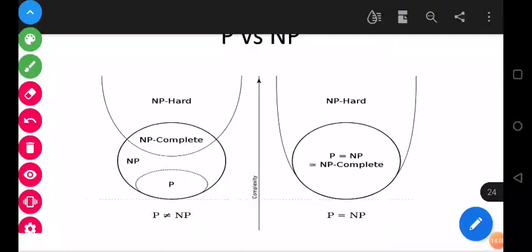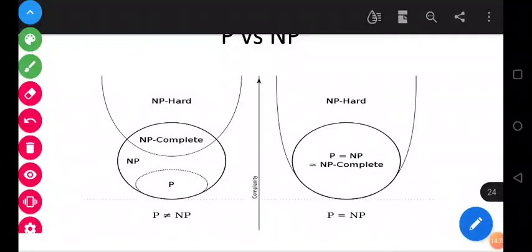So this is the final P versus NP graph. If we are able to find a polynomial time solution to the satisfiability problem, then the Venn diagram will look like the right hand side. Then P, NP and NP complete will all be the same set, whereas NP hard will be a set which comprises NP complete and an extra part. The extra part will contain problems like the halting problem.